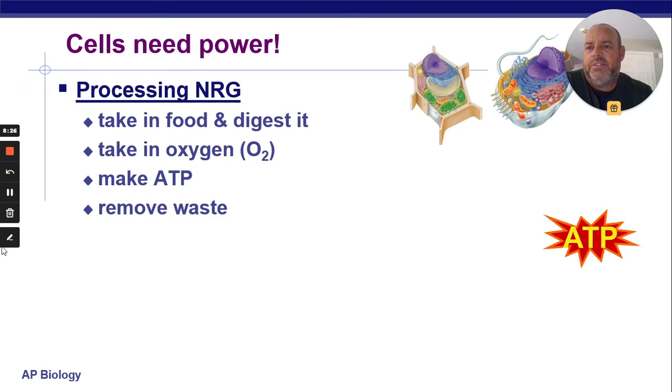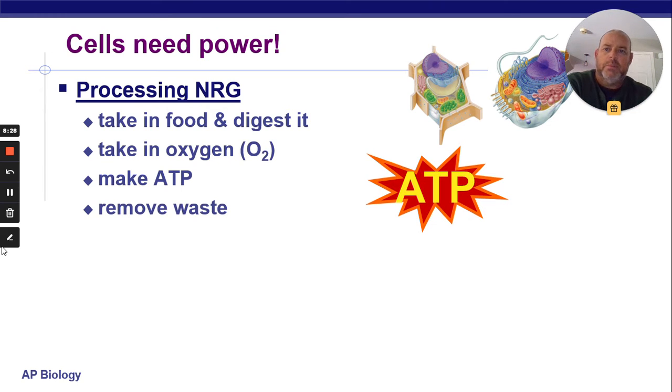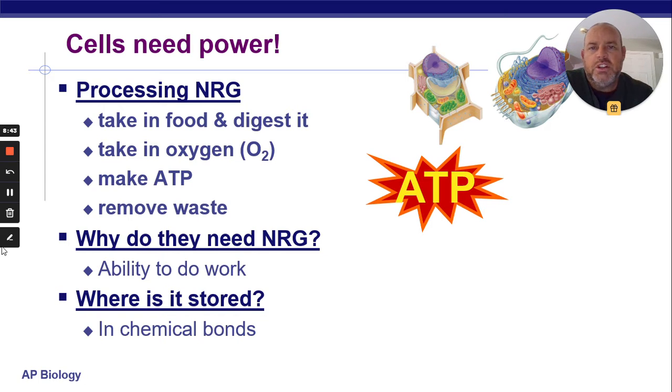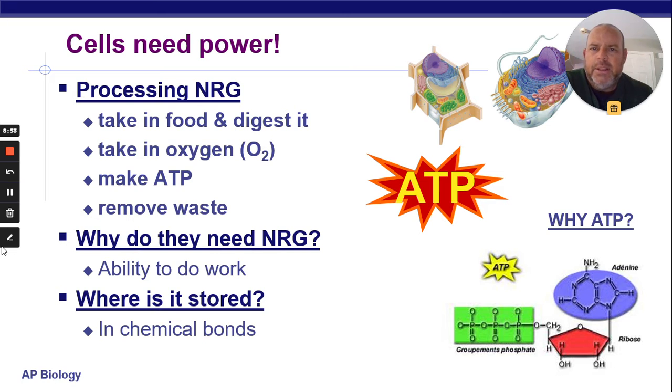And to do all of their stuff, cells need power, right? So we're going to talk a little bit about energy now. You take in food, you digest it, you take in oxygen, you make some ATP, and you remove waste. That's a big process called cellular respiration. So why do cells need this energy? Well, you've got to have energy to do work. That's kind of the definition. And where is that energy stored? If you remember from the first unit, it is stored in the bonds. And why ATP? Why this particular molecule?